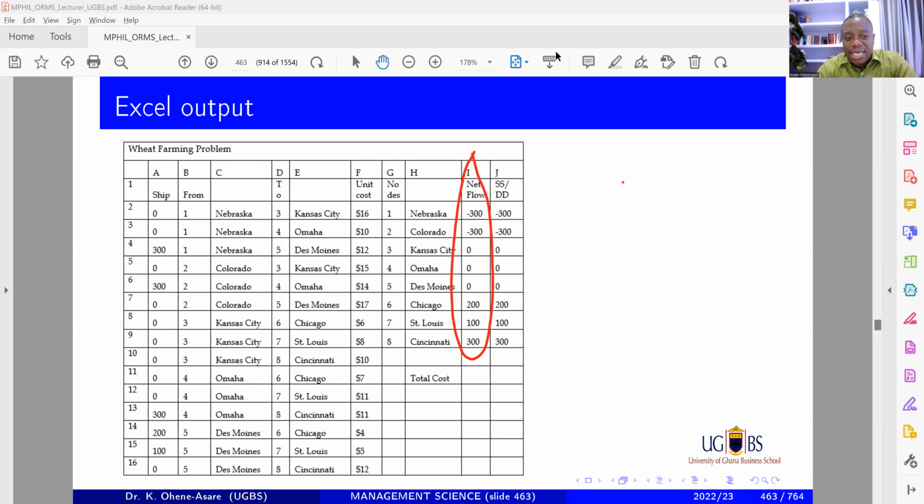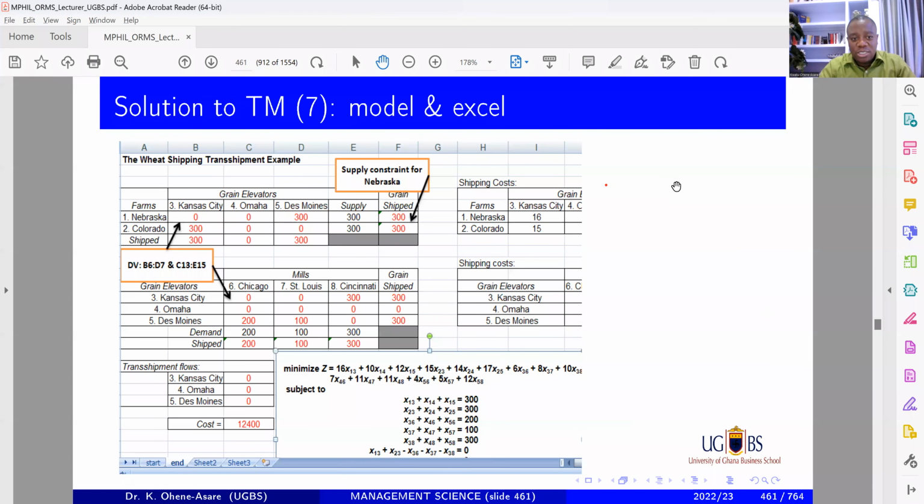So if you check I2, it is information for Nebraska, Colorado, Kansas City, Omaha, Des Moines, Chicago, St. Louis, and Cincinnati. So you have the constraints. These are the constraints. If you can remember, that's what you have there. I'm just taking you back. So look at the constraint here.